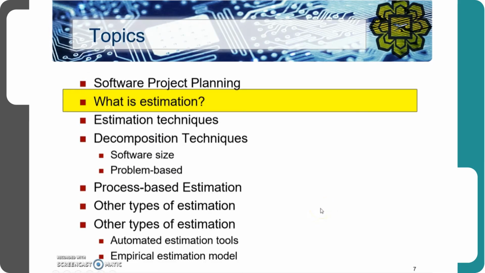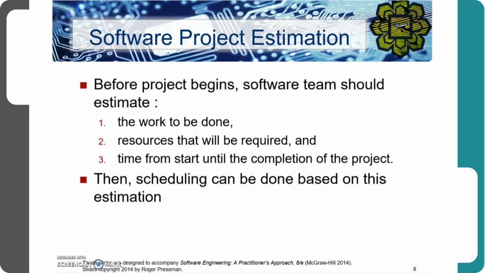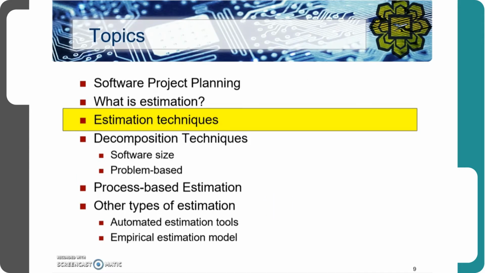Next is estimation. Before the project begins, the software team should estimate what is the work to be done, how many resources are required, and what is the duration that you need the resources until the completion of the project. Only then can we do scheduling based on this estimation.